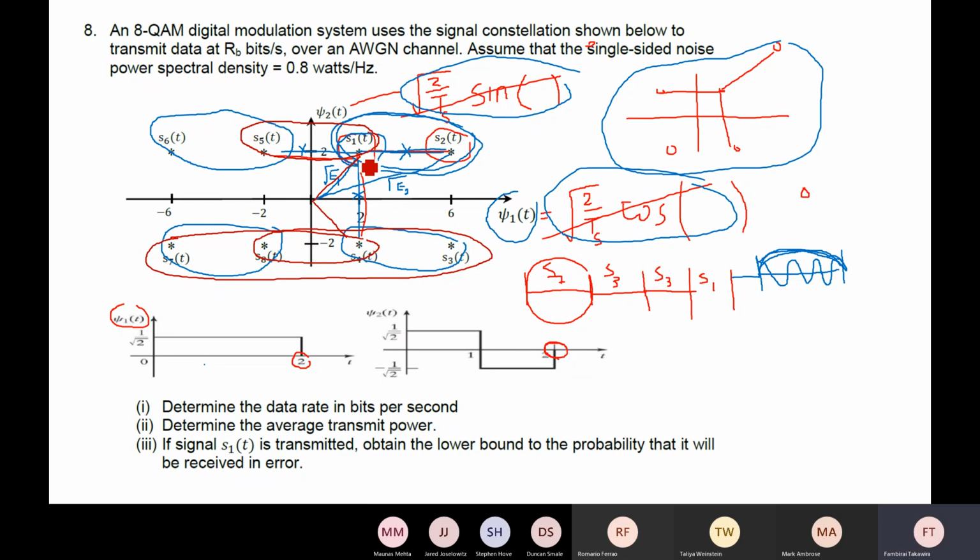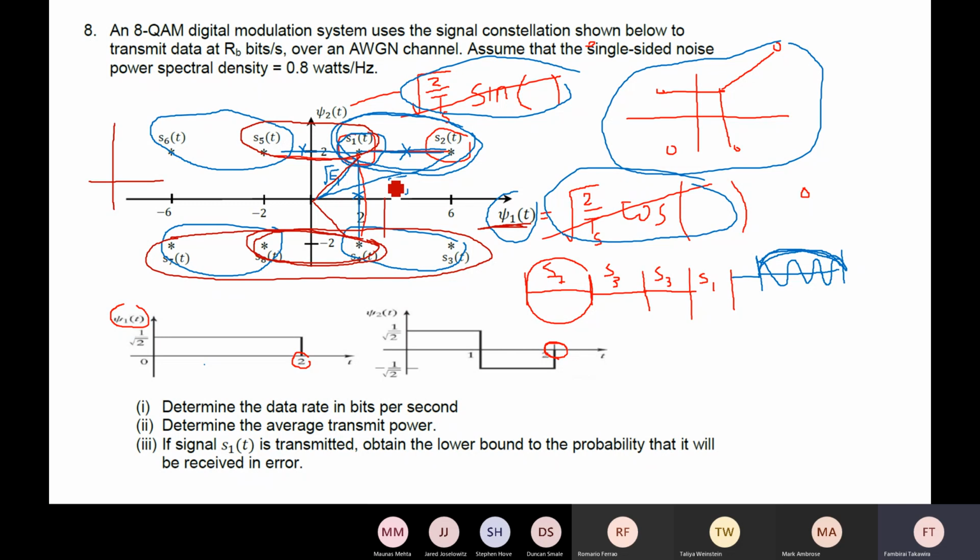Okay, so essentially what you have is amplitude modulation, but in quadrature. You have amplitude modulation in one basis function, and you have amplitude modulation in that basis function. The difference between these two points is that they are amplitude modulated in this basis function, but they are not amplitude modulated in the psi2 basis function. They have the same amplitude.